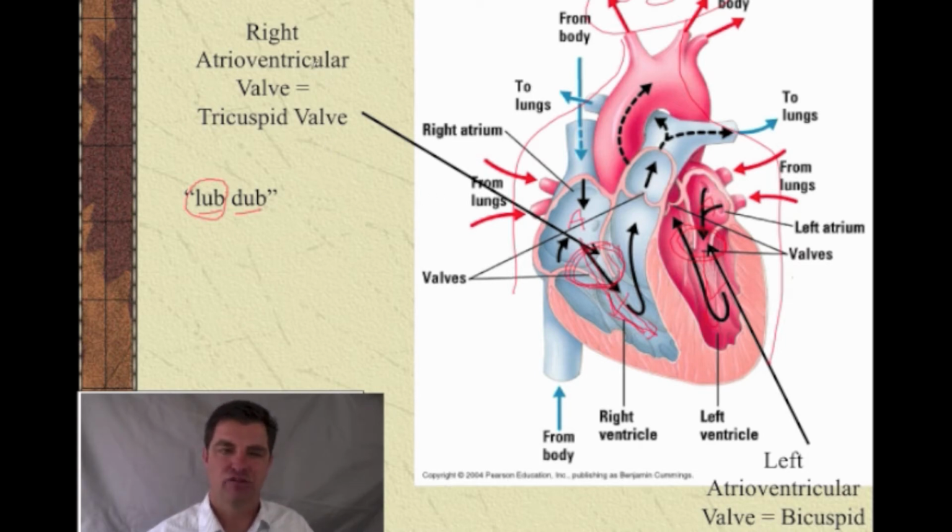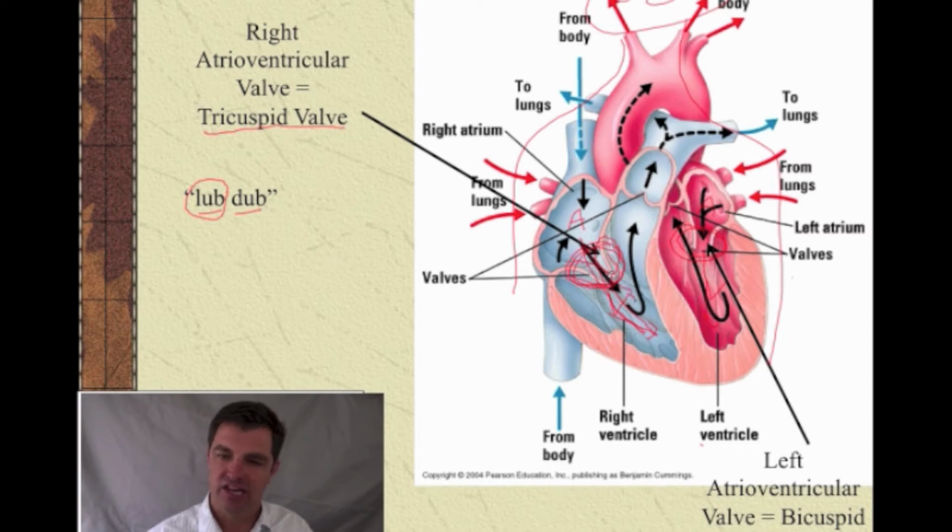On the right side, the atrioventricular valve is called the right atrioventricular valve. It's also called the tricuspid valve because there are 3 pieces to that door. On the left side, that is called the left atrioventricular valve or the bicuspid valve because it has 2. So 3 on the right, 2 on the left. So 2 sort of doors or parts to the door on the left atrioventricular valve, which again is a bicuspid valve. Okay? So blood flows in, and as it moves this way, it closes those doors. The doors close. That's the lub sound.